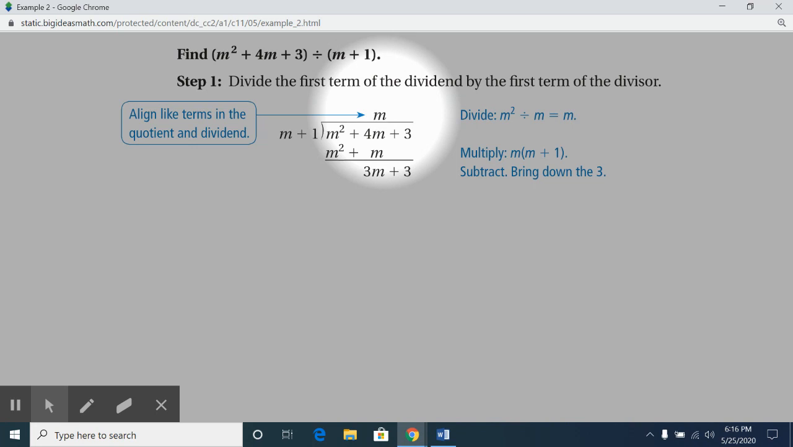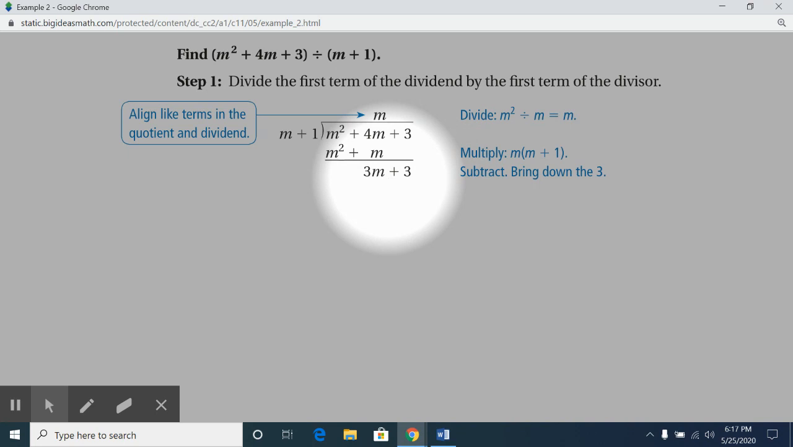Now what do we do when we divide? Underneath our dividend, we put what m times m is, which is m squared, and what m times 1 is, which is m. That's what it shows here. Multiply m by the divisor, basically. And then we can subtract. If we subtract, the m squareds get canceled. That's why there's nothing here. 4m minus m gives me 3m, and then 3 minus nothing is 3.